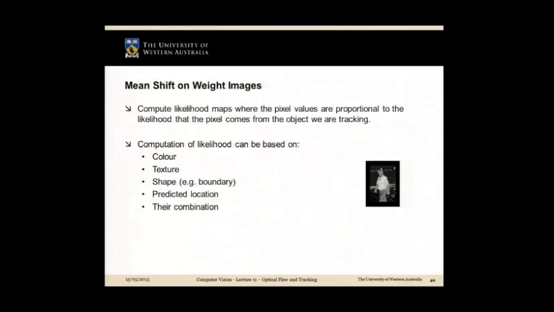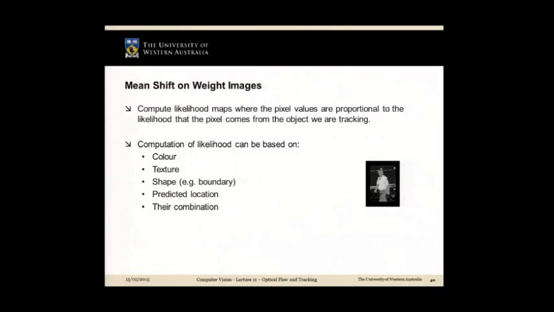So what happens in this particular case? You compute likelihood maps where the pixel values are proportional to the likelihood that the pixel comes from the object we are tracking. So what will be the likelihood? For any pixel on the object, the value should be equal to 1, and all the other pixels should be equal to 0.